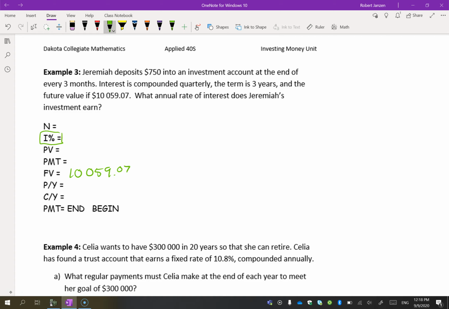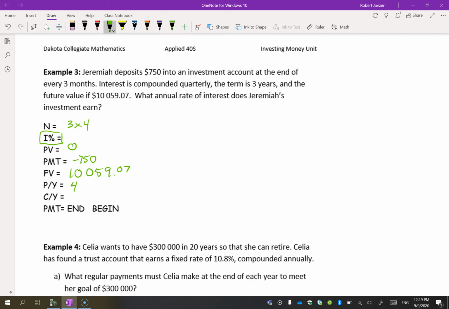So this is the one we don't know. So we should know everything else. Okay, well, he starts off with nothing, and he makes payments of $750. How often does he make those payments? He makes them every 3 months, so he's making payments 4 times a year. And he's doing this for 3 years, so 3 times 4. Okay, the number of payments is always the number of years times how many times you do it in a year.